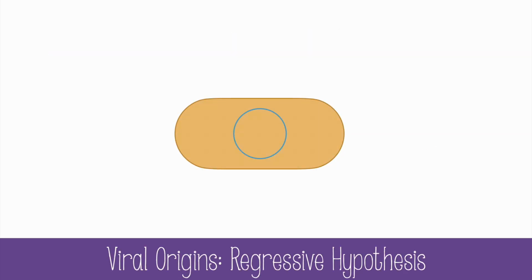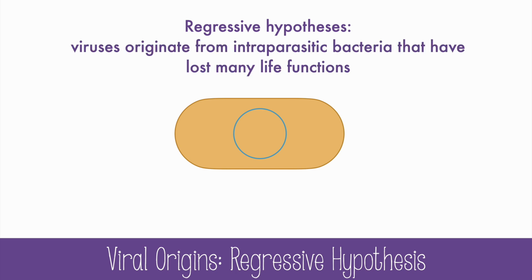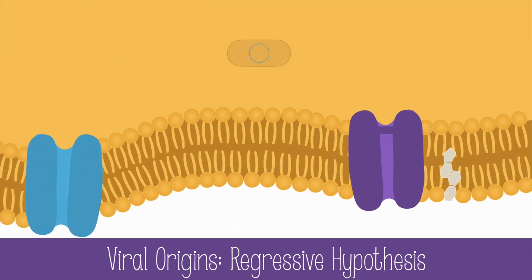In the regressive hypothesis, viruses originate from intraparasitic bacteria that have lost many life functions. There are some parasitic bacteria, like chlamydia, which rely on host cells for some life functions. If you extrapolate that the bacteria could lose even more functions, it might resemble something like a virus. There are even large viruses that have some of their own enzymes and larger genomes, like the Mimi virus, which could support this hypothesis. It's possible that viruses could have arisen by both routes, considering their large diversity.